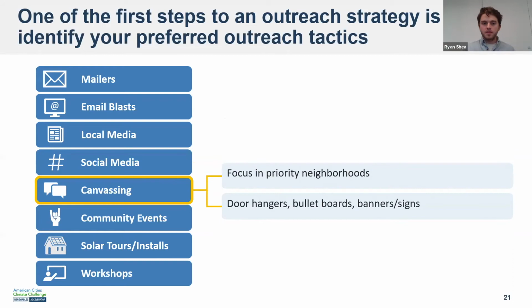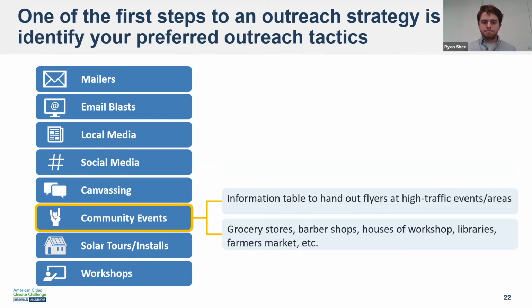For canvassing, this could be important if in one of the first workshops you identified a couple of priority neighborhoods that you want to focus your efforts on. So you could go door to door and leave door hangers or talk to residents, put flyers on bulletin boards, put banners and signs up in those neighborhoods, et cetera, to canvass those neighborhoods.